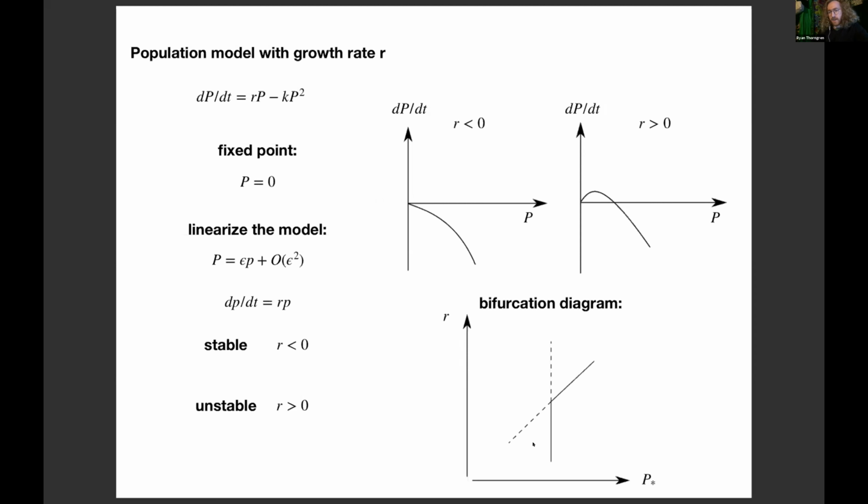So in the bifurcation diagram, now I've drawn the parameter that we're tuning as r, and the fixed points are p star. Still, I'm going to draw the stable fixed points as dark lines and the unstable ones as dashed lines. So for negative r down here, here's p equals 0. So we only have one non-negative fixed point, and it's stable. And then at the bifurcation point, r equals 0, suddenly we have a positive population stable fixed point. And now the fixed point at p equals 0 is still there, but it's unstable.